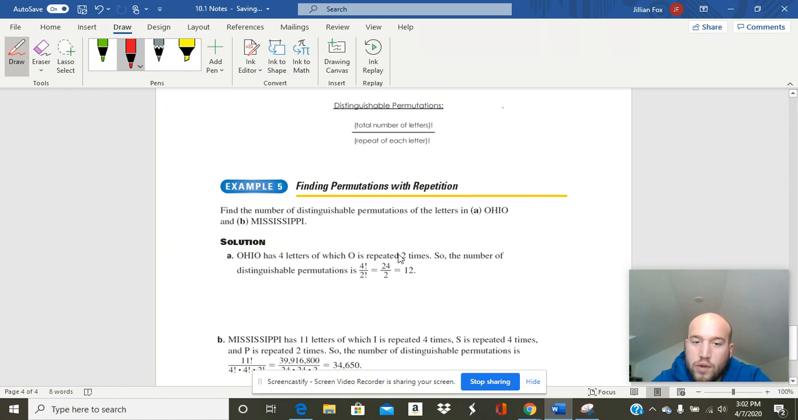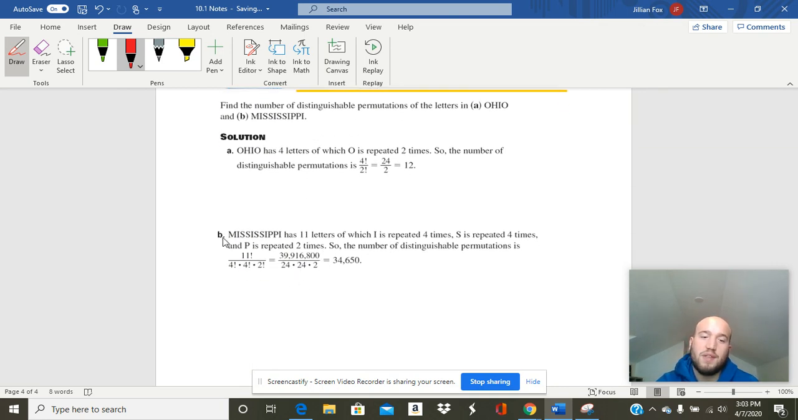Now, O is repeated 2 times. That's the only letter that's repeated, so 2 factorial goes on the bottom. 2 factorial is just 2 times 1, which stays here as 2. 24 divided by 2, that's going to give us 12. Okay, so 12 is our total number of distinguishable permutations here for this first one.